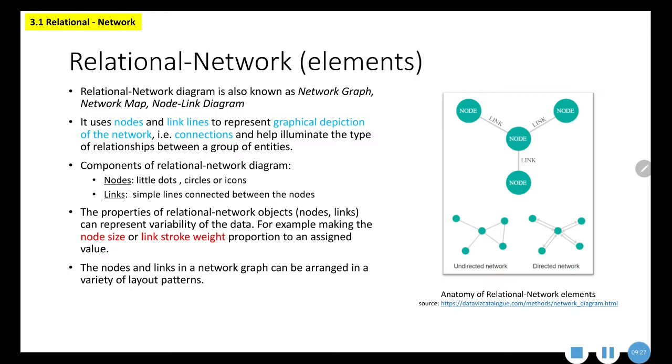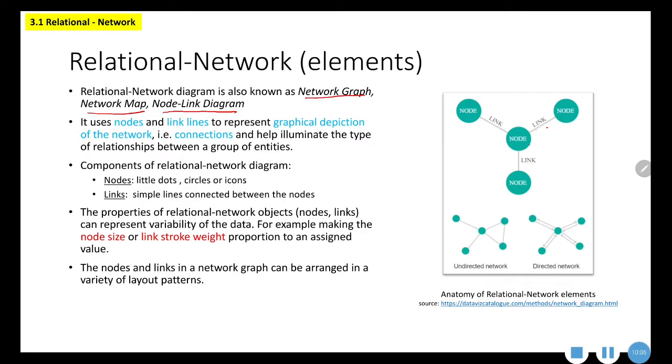Then we go to the basic concept of the relational network. We're going to learn more about the elements of a relational network. A relational network diagram is also known as network graph, network map, and node link diagram. So they are all within the same category of relational network visualization. It uses nodes and then links, link lines, to represent a graphical depiction of the network. So it creates a connection. Node 1, 2, 3, 4 has connection. So this is how it's being connected.